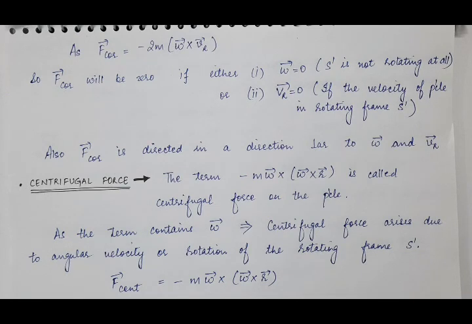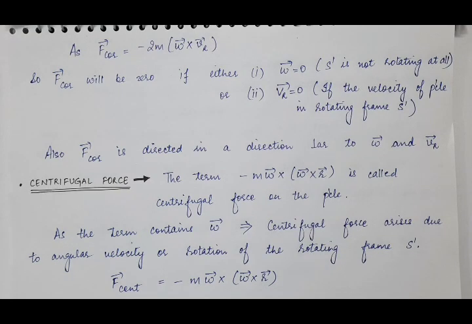if the frame is rotating with some non-zero angular velocity, and second thing is that the particle is in motion in the rotating frame S dash. Only then Coriolis force will be acting on that particle in the rotating frame S dash.